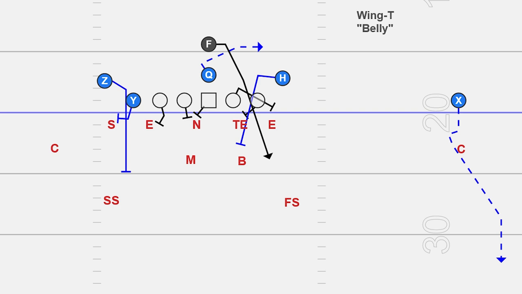But the insert is the H, inserting between the D tackle, it should say D tackle, not TE, and the end. And there's a cross block occurring, which is slightly different from what we're seeing in terms of the blocking scheme. But the point is, if there's no fourth defender there, you're not going to stop the play. The fourth defender either needs to be the Mike or the free safety.